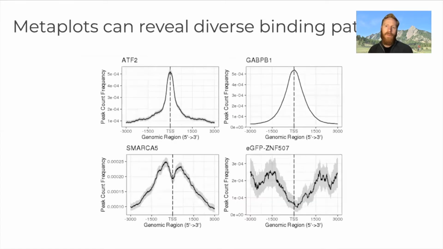Here's some examples of metaplots from last year's class data. And you can see that there is quite a lot of variation in how binding happens that metaplots can highlight. So some DNA binding proteins like ATF2 have a very tight window around the TSS where they bind. Others bind a bit wider around the promoter, and others are actually depleted right at the transcription start site.